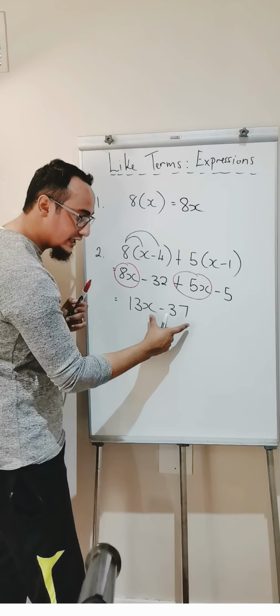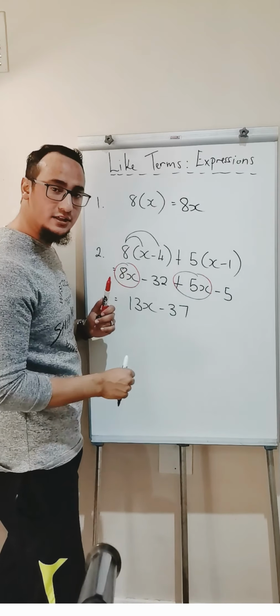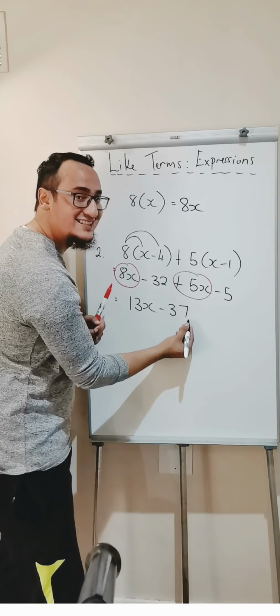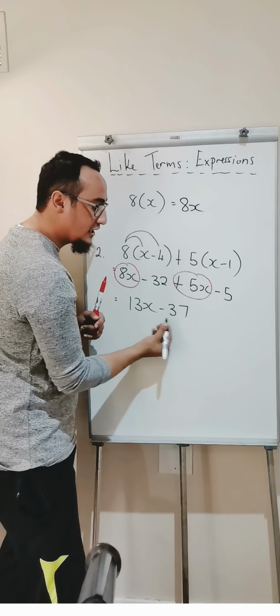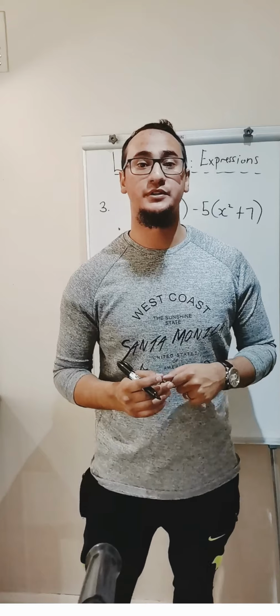Notice how I cannot add or subtract these two because they are unlike terms. In other words, this has an x, that does not have an x, meaning that I need to end my sum over here. On to example number 3.